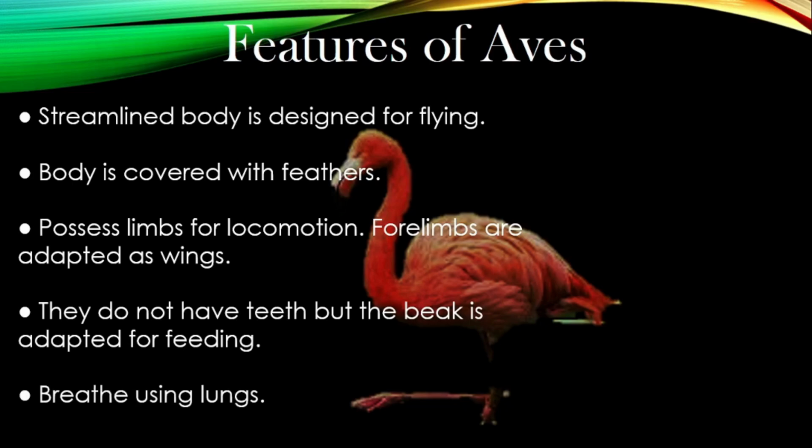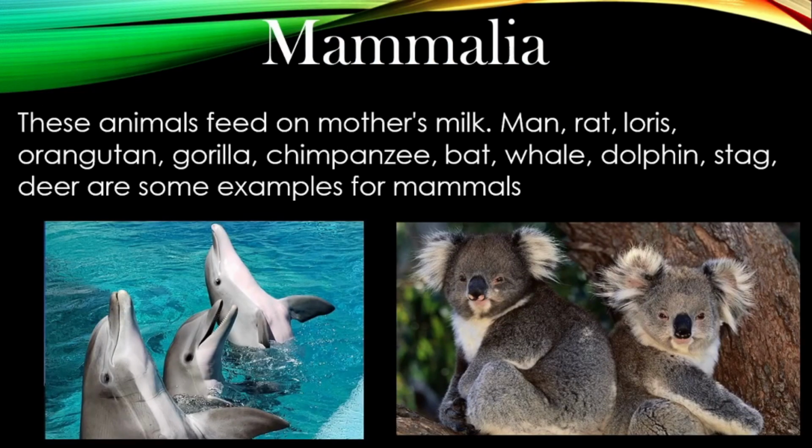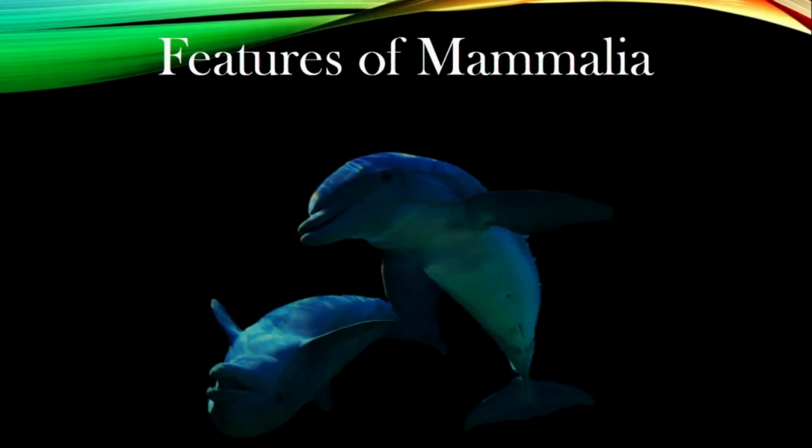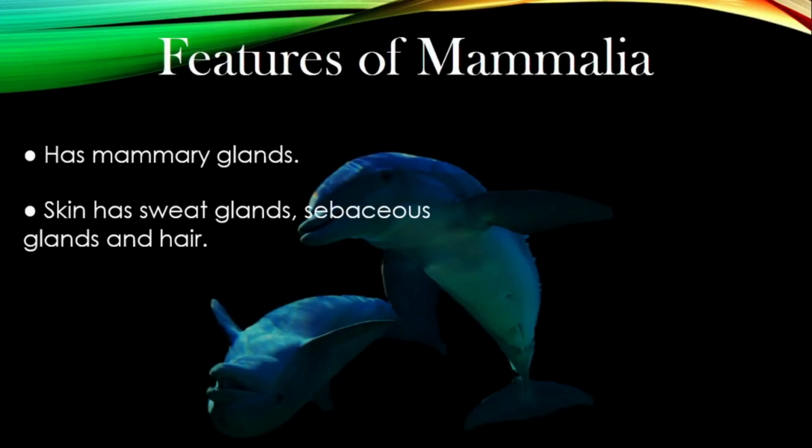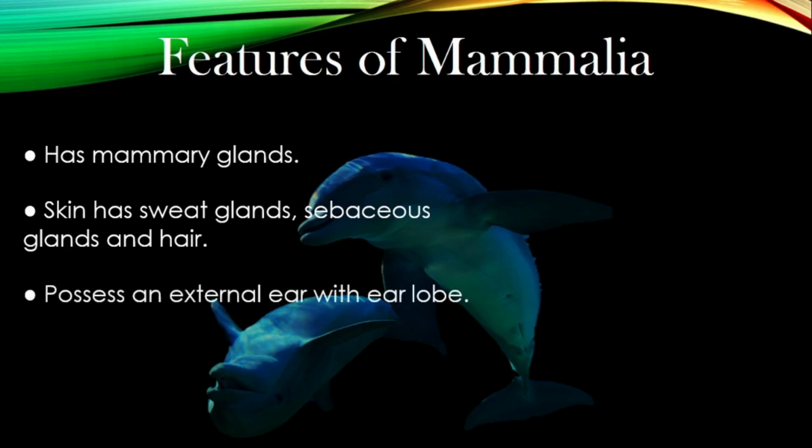Breathe through lungs. Mammalia. These animals feed on mother's milk. Some examples: gorilla, chimpanzee, bat, whale, dolphin, deer are some examples for mammals. Let's look at some features of mammals. Has mammary glands, skin has sweat glands, sebaceous glands, and hair. Possess an external ear with earlobe. Mammals have lungs to breathe.